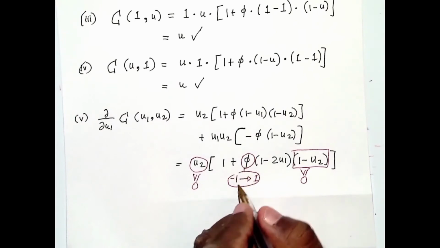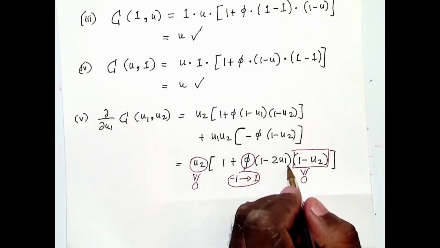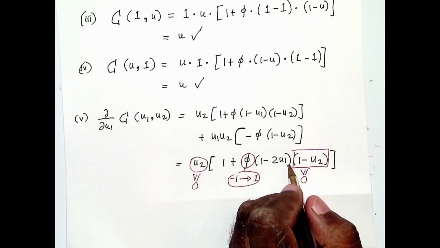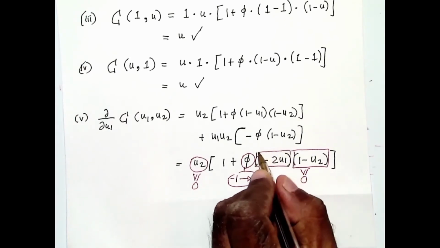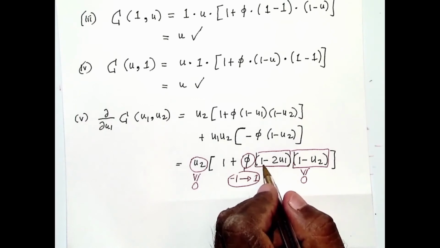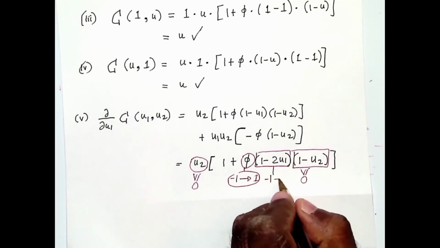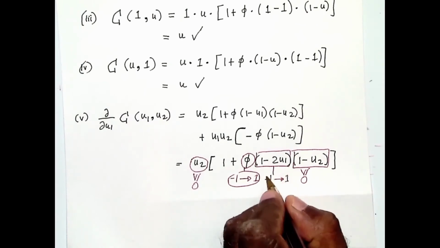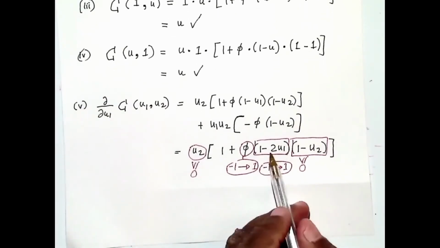Okay, now 1 minus 2u1, because u1 is a number between 0 and 1, right? When u1 is 0, this will be 1. When u1 is 1, this will be minus 1. So once again, this goes from minus 1 to plus 1. Right? Okay, so you have three terms here.